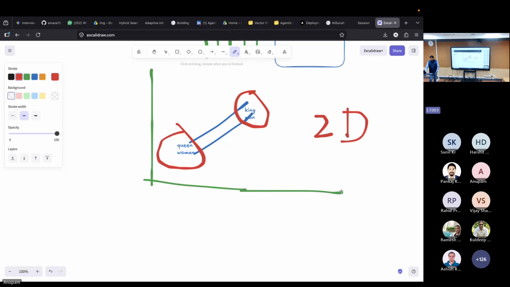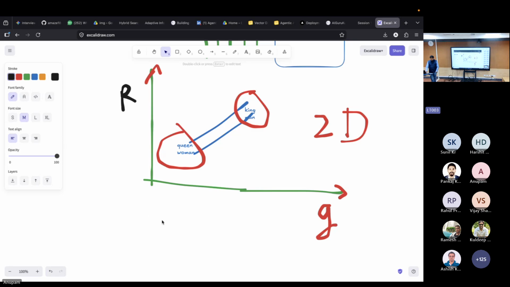And what I have here on the axis is gender, and here, say, I have royalty. So queen and king are high on royalty, and then you have this gender. So you can think of these as two dimensions, right? And if you say that these are really vectors, then you should also be able to do this thing, right?